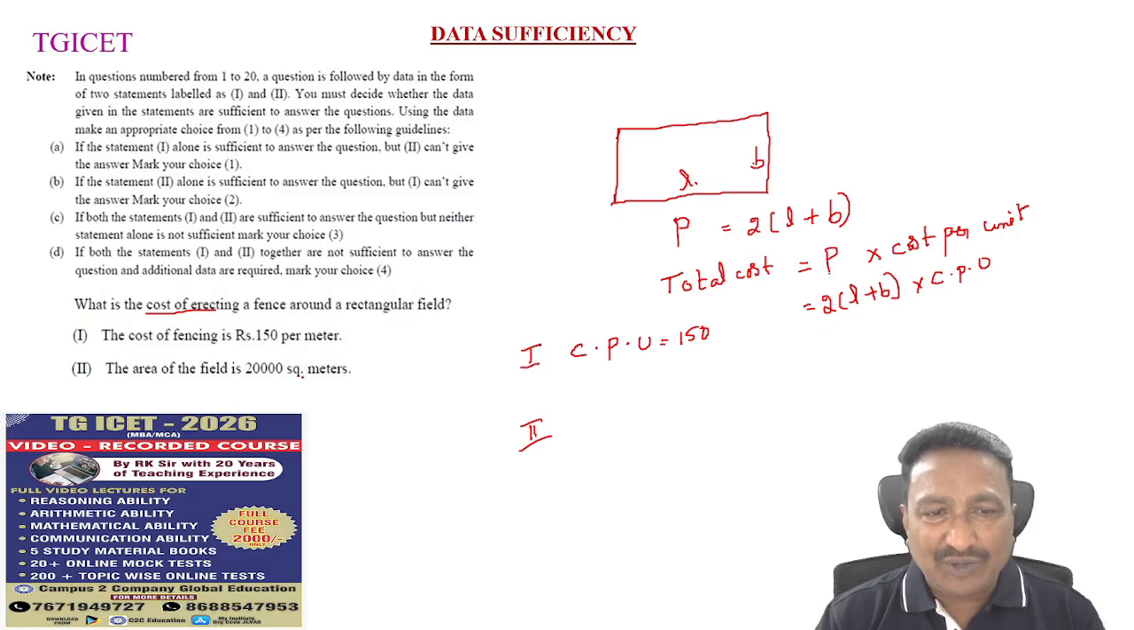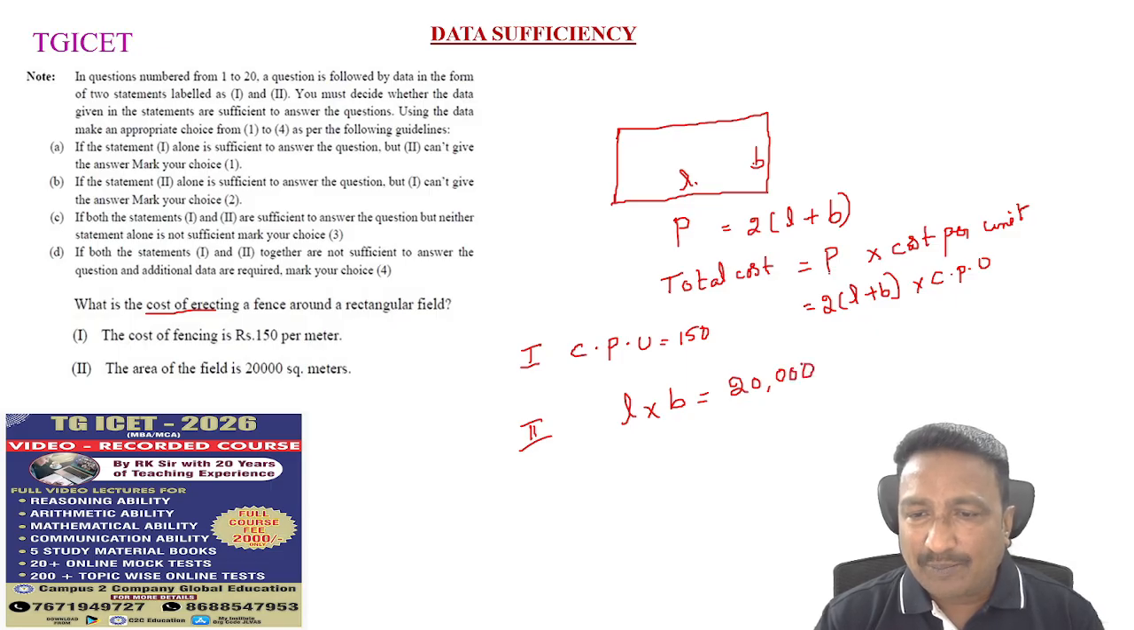Now look at the second statement. The area of the field is 20,000 square meters. We know that area of a rectangle is length into breadth. So length into breadth is equal to 20,000 they give. But according to second statement also we cannot find, because they only gave L into B is equal to 20,000, which means from the second statement alone we don't know exactly what is the length value and what is the breadth value, because we will get multiple values.